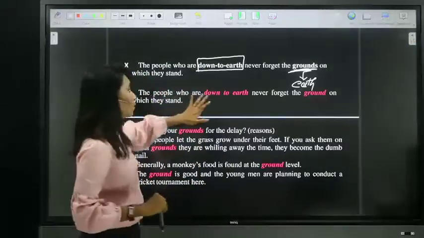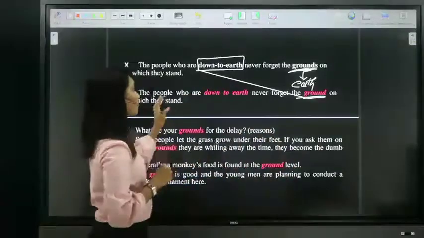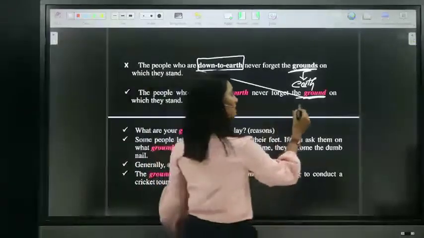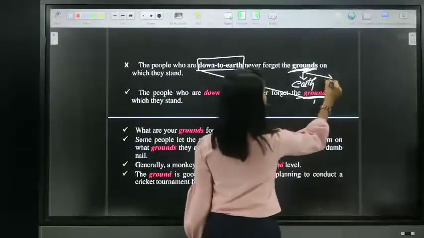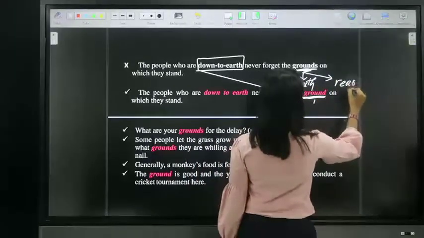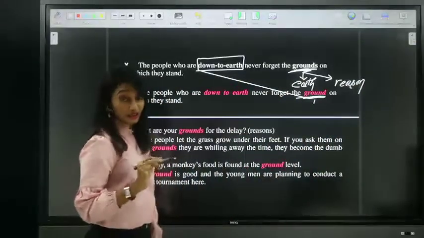So the people who are down to earth never forget the ground on which they stand. But guys, ground has another meaning also. One meaning is earth, but the other meaning for ground is reason.